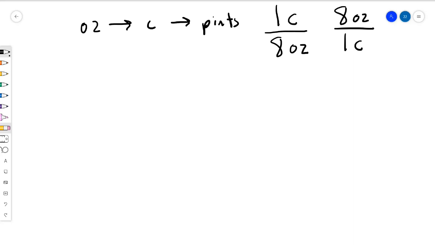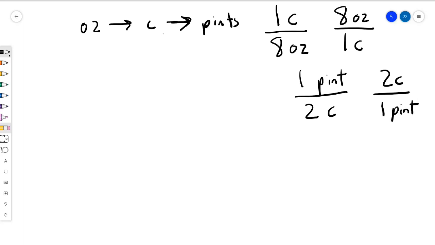And then we have to go also from cups to pints. Okay? So what is the larger measure? It's pint. I'm going to write 1 pint down and ask myself how many cups go into that. It's 2. And then I'm going to flip it. That's my second unit conversion.